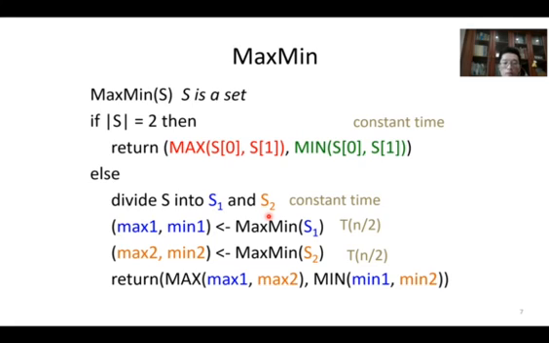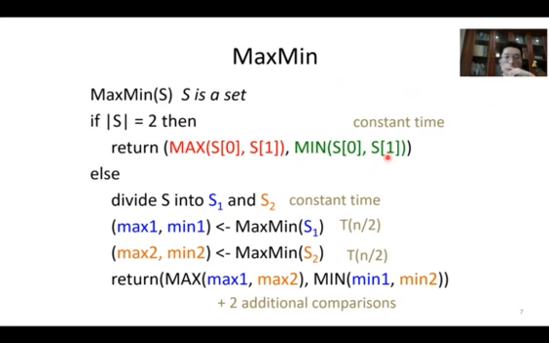And the last step is to get the maximum and minimum elements of the entire set. This involves two comparisons, which is to get the maximum and minimum elements of the entire set from two smaller sets. And obviously, the base case is constant time since it only involves comparison.